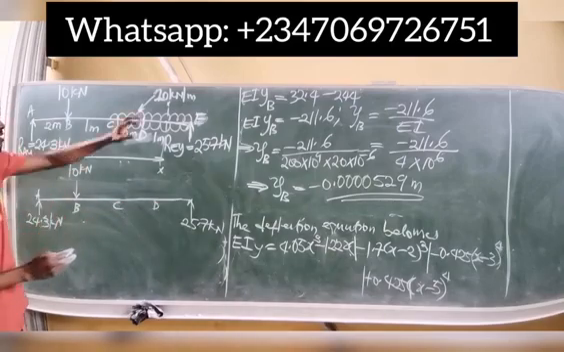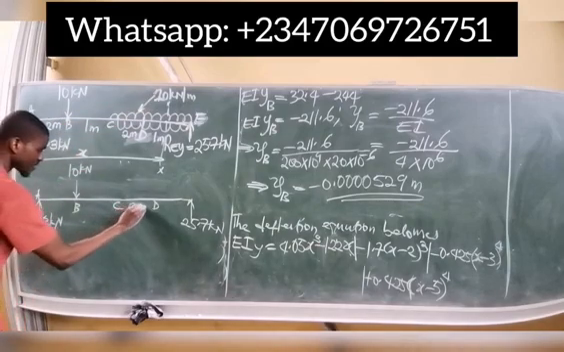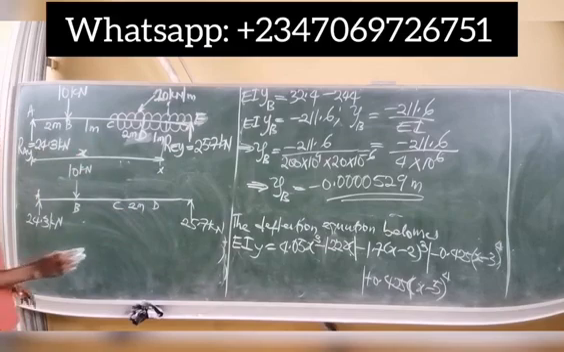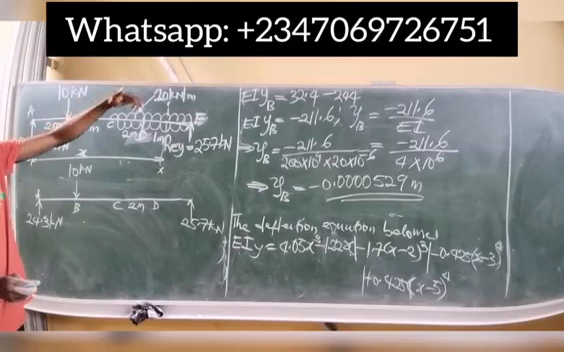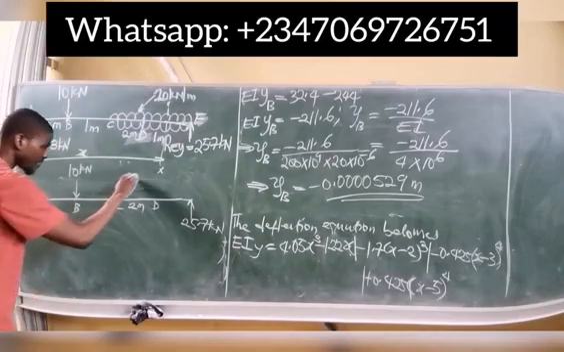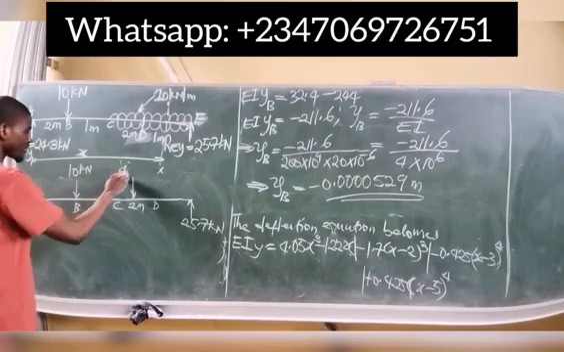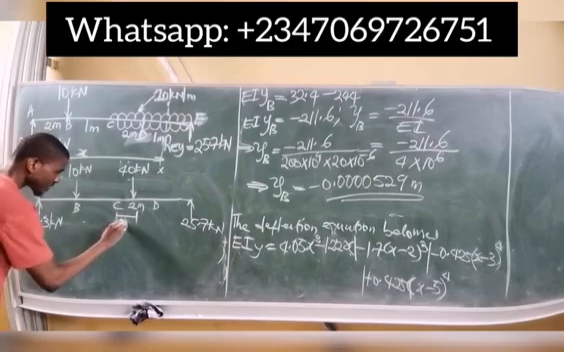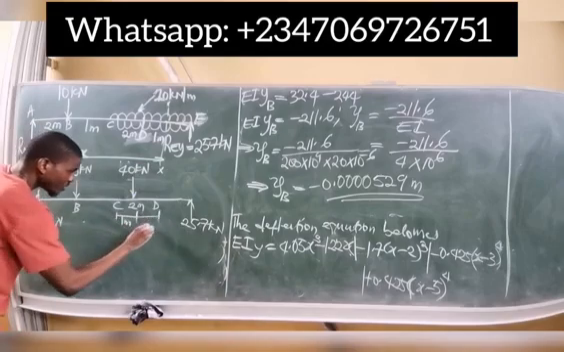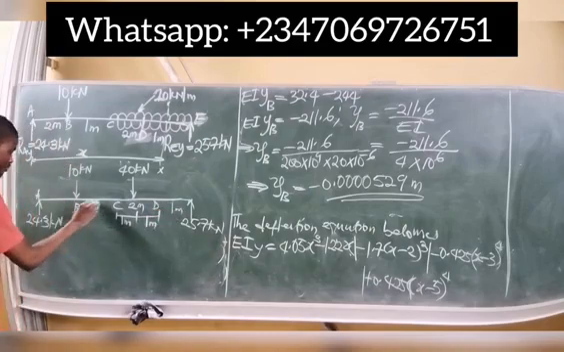The intensity of the UDL is simply 20 kilonewtons per meter. The distance between C and D is 2 meters. To convert the UDL to a point load, we simply multiply 2 by the value of the UDL. So we have 2 times 20, which gives us 40. Then we place it at the middle of the length covered by the UDL. So we have that 40 kilonewtons load here. From C to the point load is 1 meter. From point B to point D is also 1 meter. Not forgetting here is 1 meter and here is also 1 meter, while here is 2 meters.